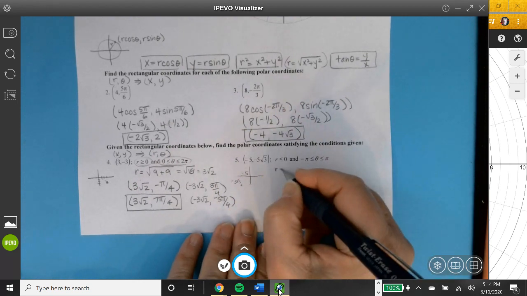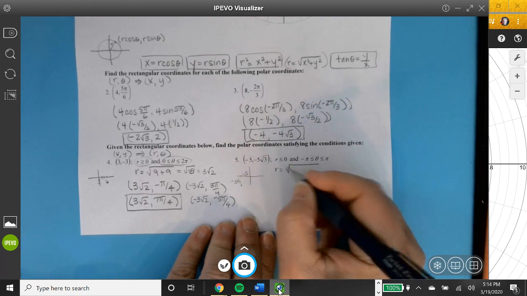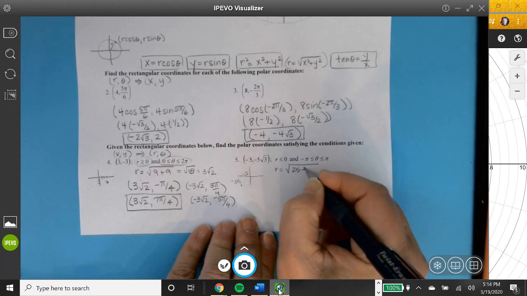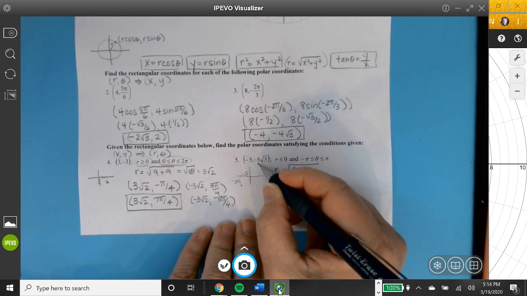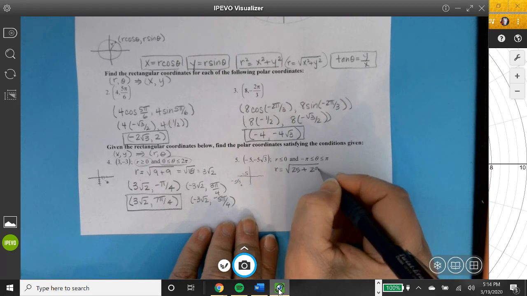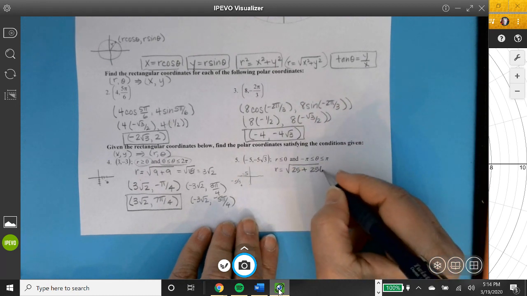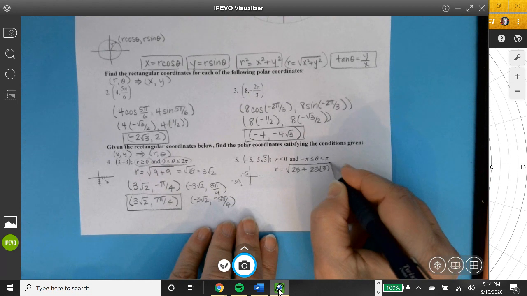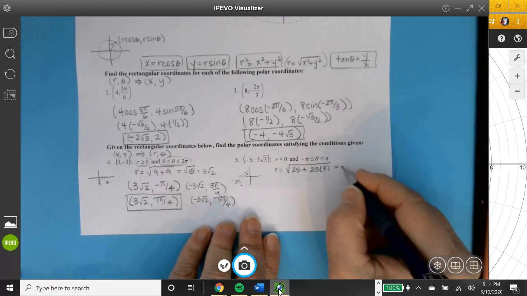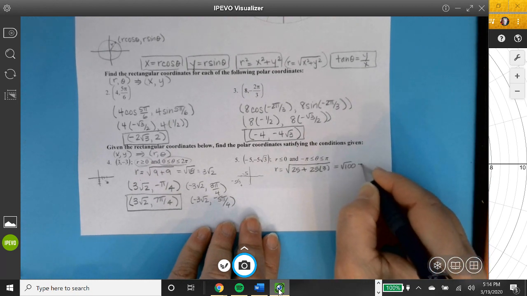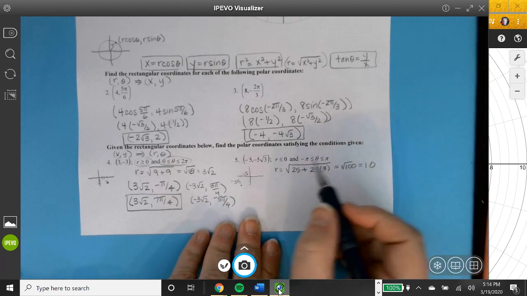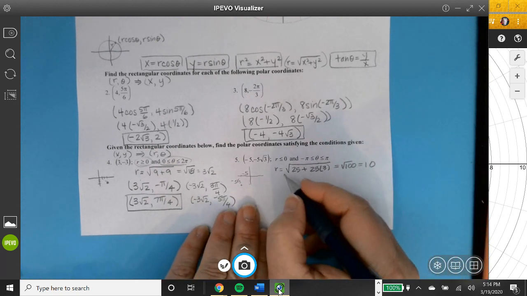Okay, so r is going to equal the square root of, well, I squared the first one, which is 25, plus squaring the second one, which is going to be 25 times root 3 squared, which is 3. So that's going to be 25 plus 75, which is root 100, which is just 10. All right, and now I need to find the angle.